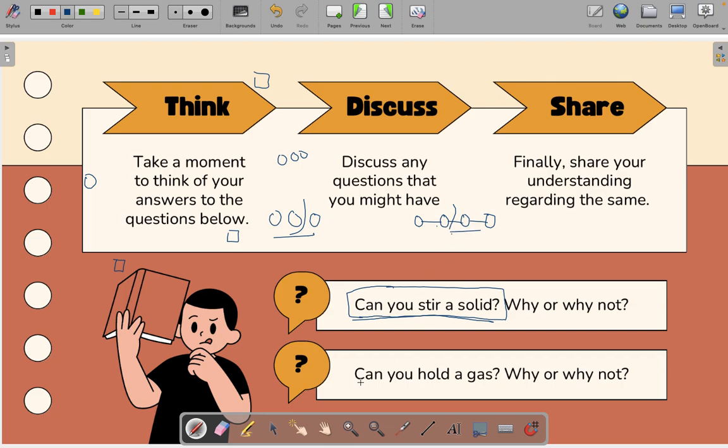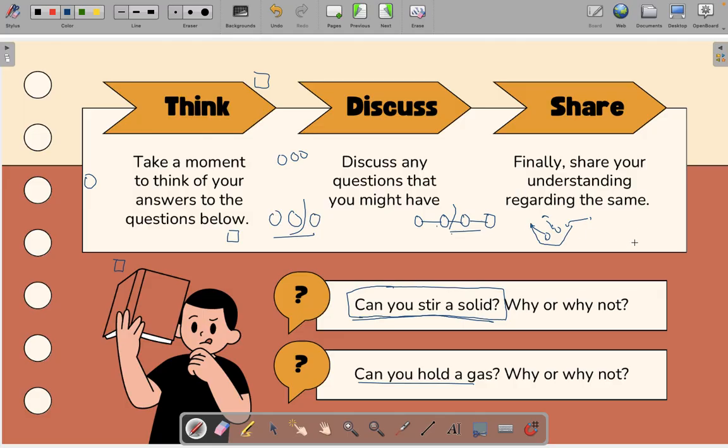Okay. Now, can you hold a gas? No, sir. Why? Because the atoms are very far away, so they keep on moving, right? If you have a container like this which is open, and you store a gas inside it, the particles of the gas continuously move in random directions. So it will very quickly escape this container if you keep the lid open.